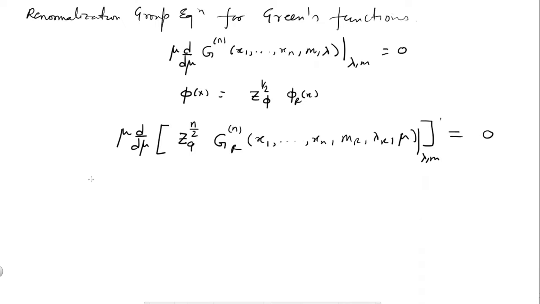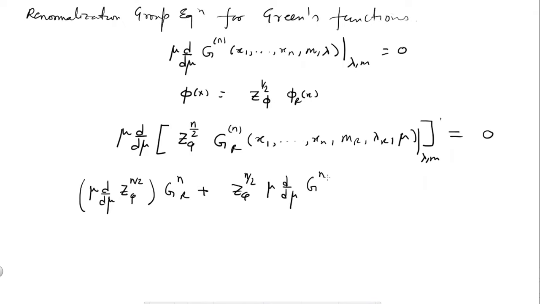Okay, so now let's act with the derivative. So it is mu d over d mu, and then it acts on z phi to the n half, and then you have G and R. I will suppress these arguments now. Plus z phi to the n half mu d over d mu G and R. Okay, keeping lambda and m fixed.